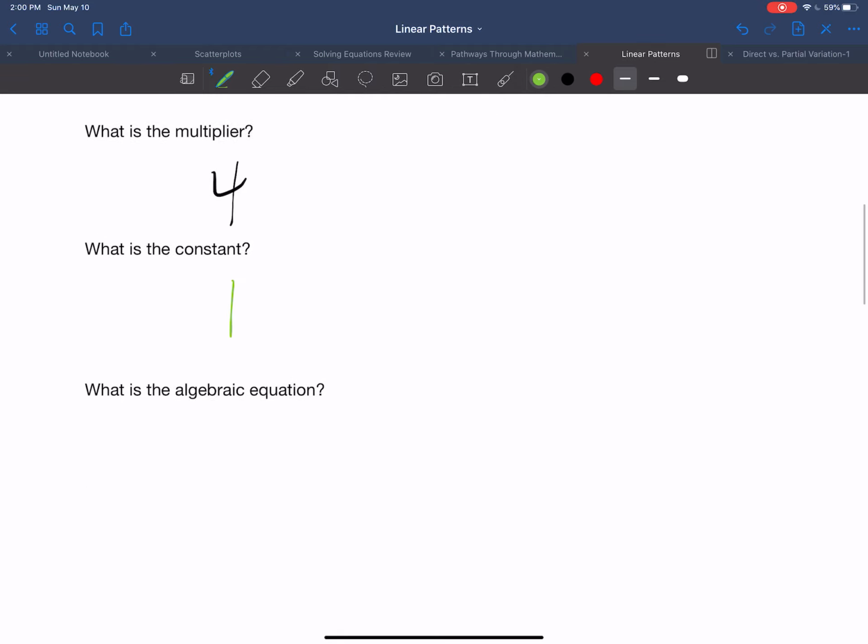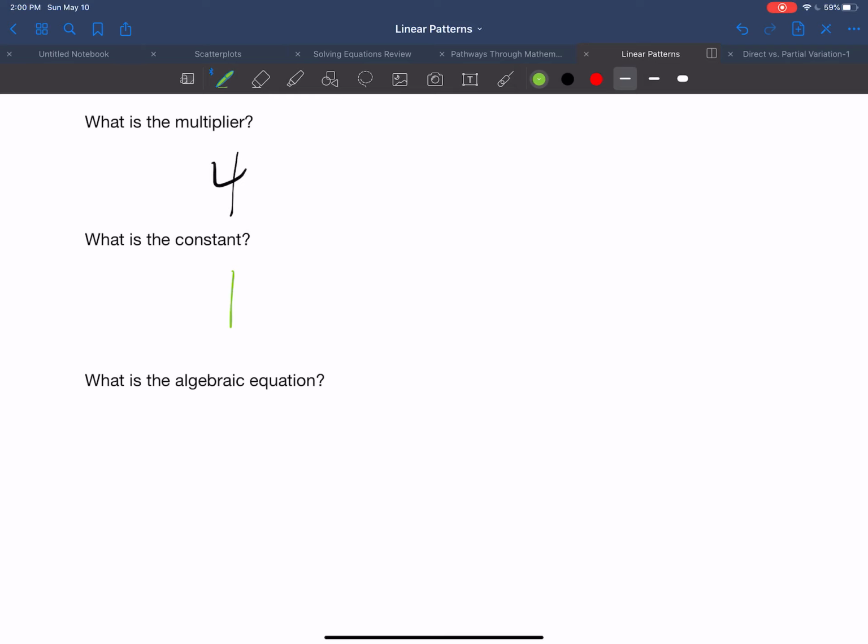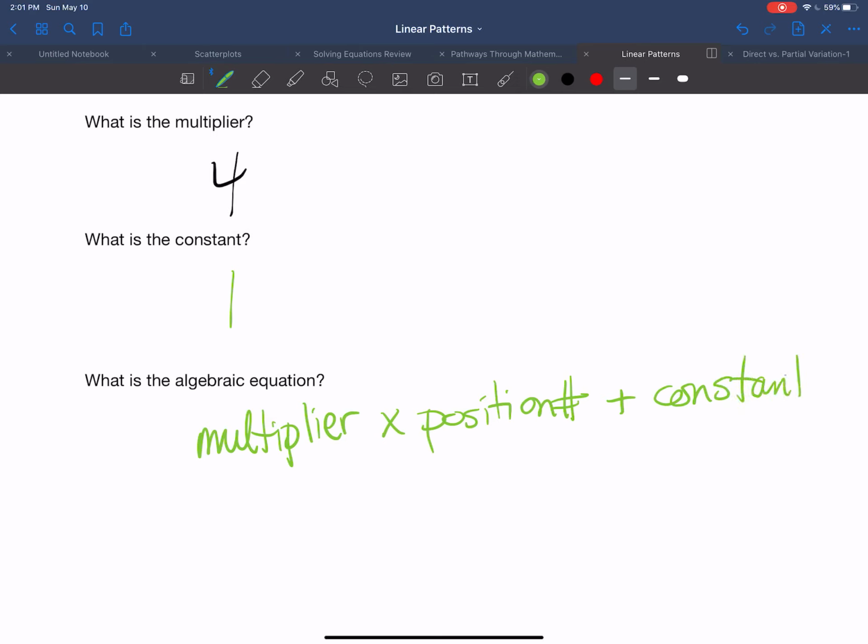What's the algebraic equation? So when you think about the algebraic equation, what you wanted to get is the multiplier times position number plus the constant. Okay, and that's what you would have done in elementary school. Now we're just going to change the words a little bit, but it's the same thing. So multiplier times the position number plus constant.